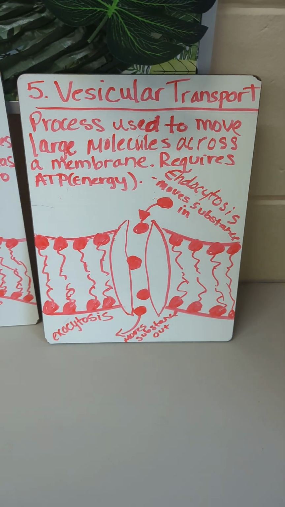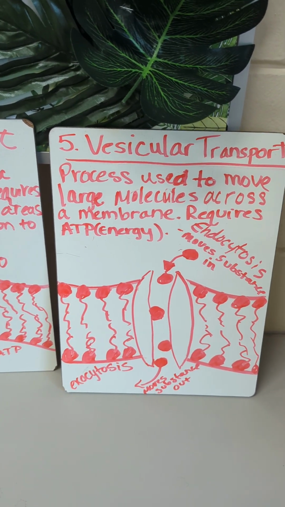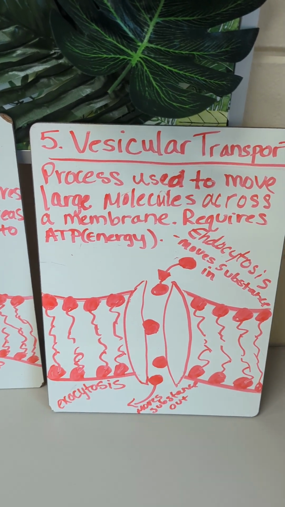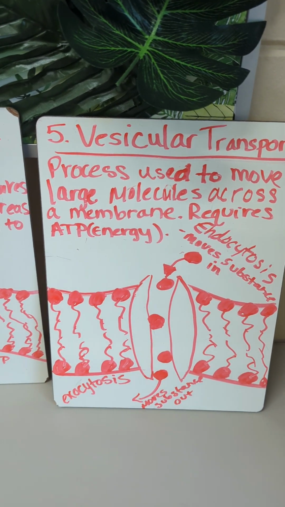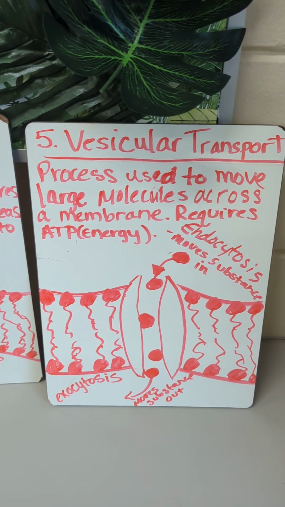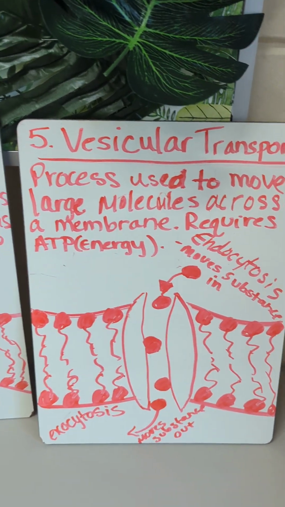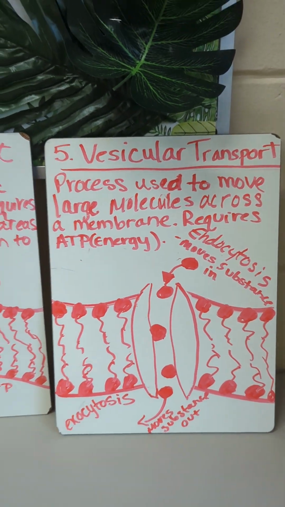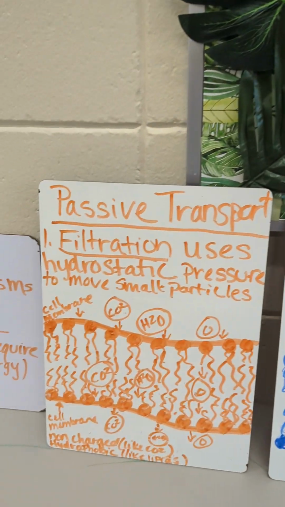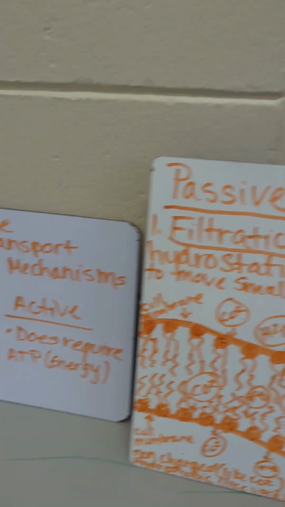Last, we have vesicular transportation. It's used for large molecules across the membranes, and it does require ATP. Endocytosis is the process that moves the substance into the cell, and exocytosis moves it out. And that is my examples of the membrane transport mechanisms.